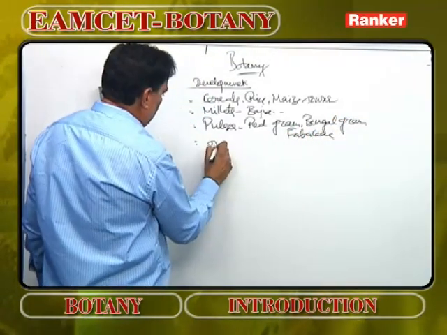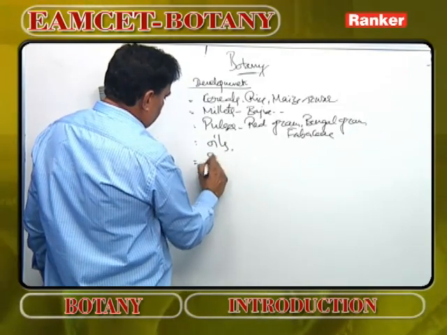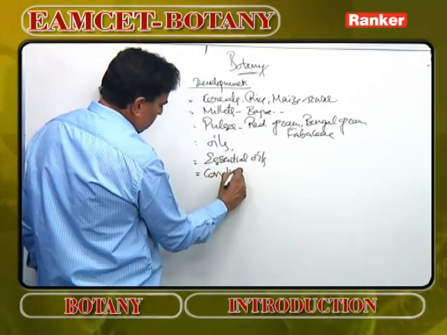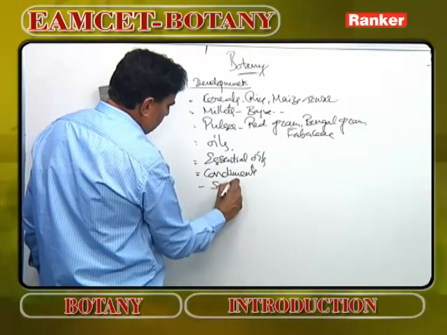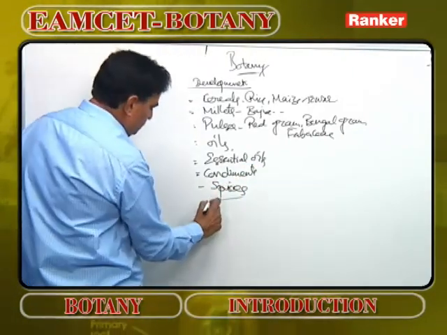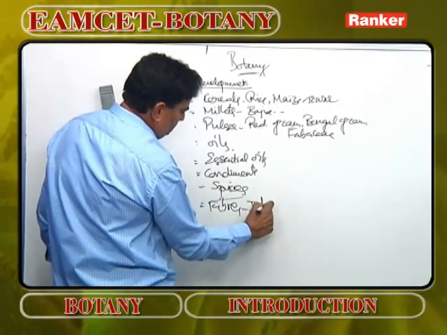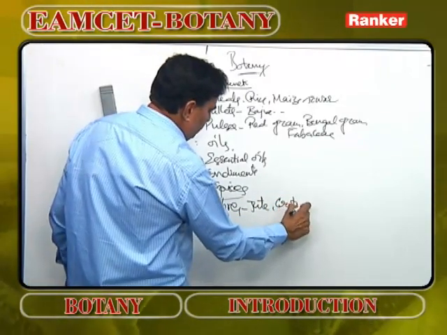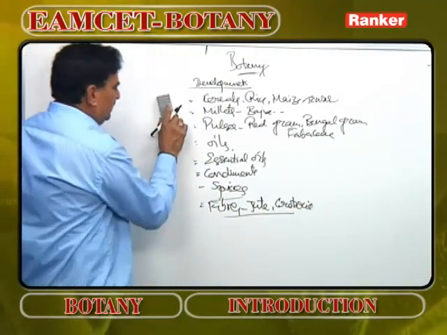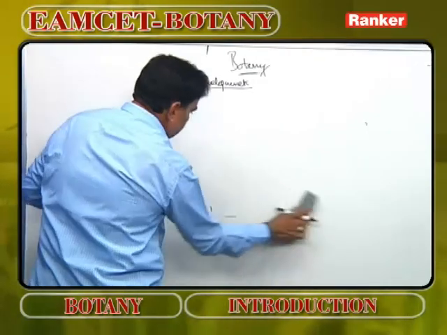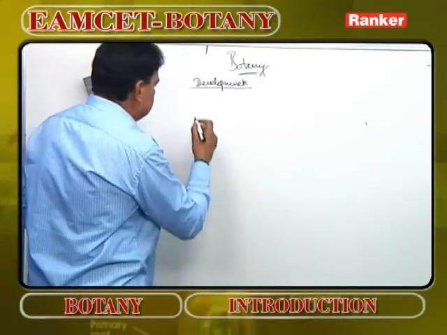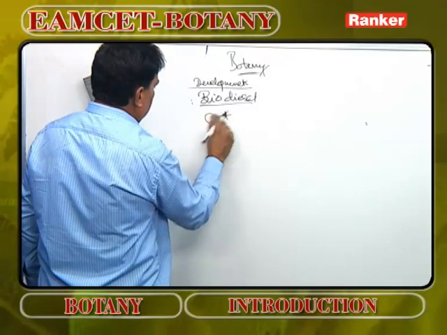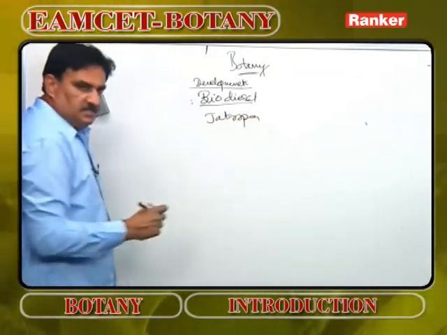There are plants which give oils. There are plants which give essential oils. There are plants which give condiments. There are plants which give spices. Like this, there are plants which give fibers: jute, Corchorus capsularis, then Crotalaria, sun hemp. Many fibers are given by plants. And there are some plants which are very important medicinally, that means medicinal property containing plants. Then there are some plants which are popularly called biodiesel plants. The best example is Jatropha. Jatropha is a biodiesel plant.